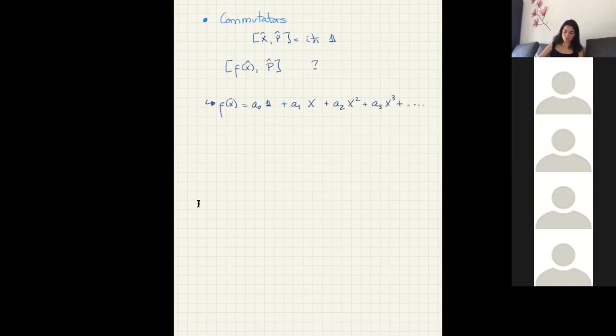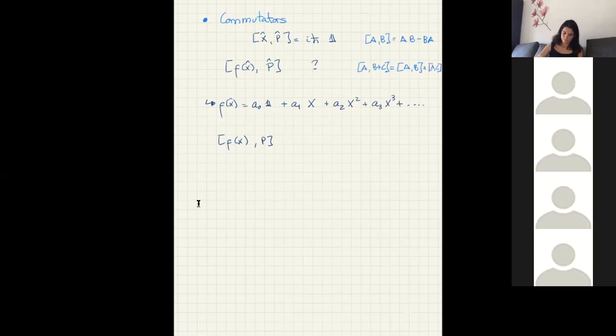So then to talk about the commutator, remember that the commutator of A and B by definition is just AB minus BA. So in particular, if you had the commutator of A with B plus C, this is going to be just the commutator of A and B plus the commutator of A and C. Okay, everything is linear.